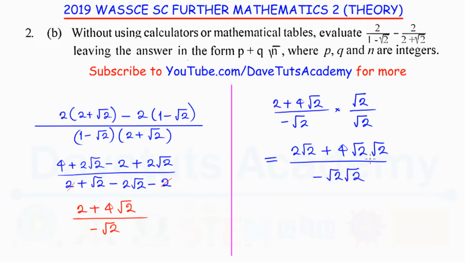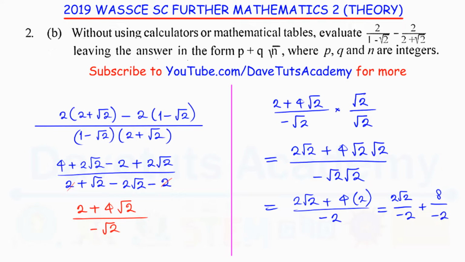And I've expressed that when you are multiplying root 2 by itself, that's going to give us 2. So this is going to give us 2 root 2 plus 4 times root 2 times root 2, which here will give me 2, divided by root 2 multiplied by root 2, which is 2. So we still have the negative sign, that's minus 2. So if I can just break it out, that will give me something like 2 root 2 over minus 2 plus 4 times 2 is 8 over minus 2.